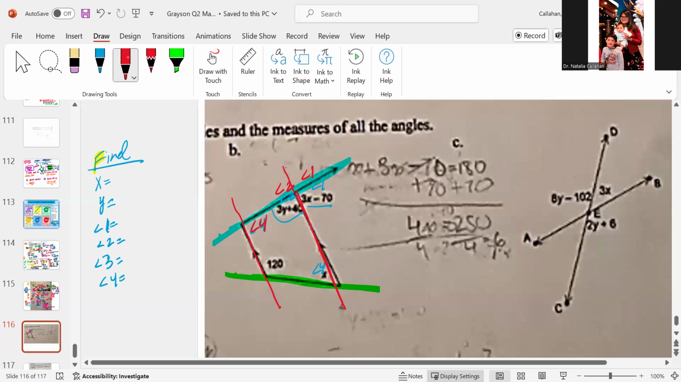So let's take a look at the green transversal. What can you do with 120 and x? Is there a theorem that you can set this up? What theorem will set this up? Take a look at 120 and angle 4. What kind of angles are they? Consecutive interior. Good. So let's set it up. 120 plus x equals 180. What does x equal?